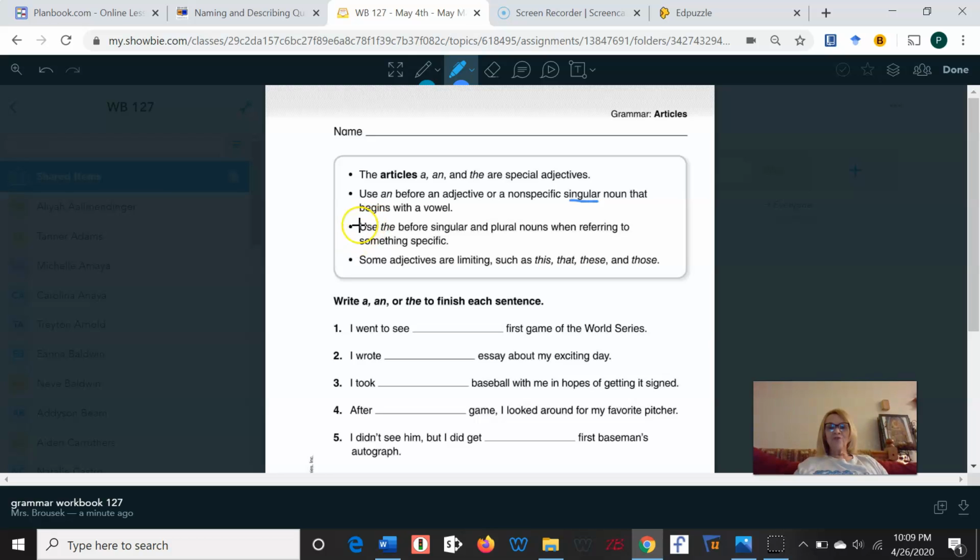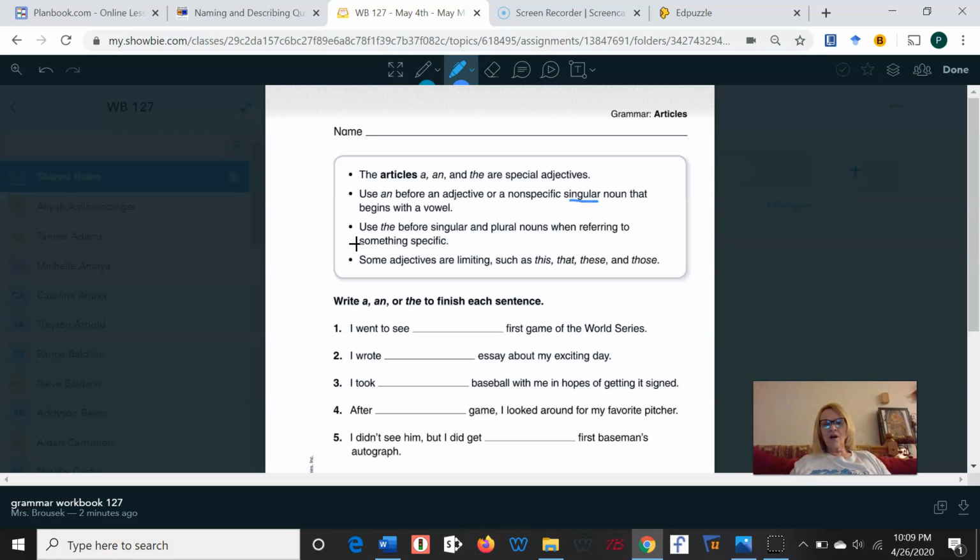But then we get down to the article the, and that's probably the easiest one that you're going to use because the article the can be used with vowels and it can be used with consonants. The article the can be used with singular nouns and it can be used with plural nouns. So again, that one's a little bit easier. You can use it anytime. You're pretty safe to use that.